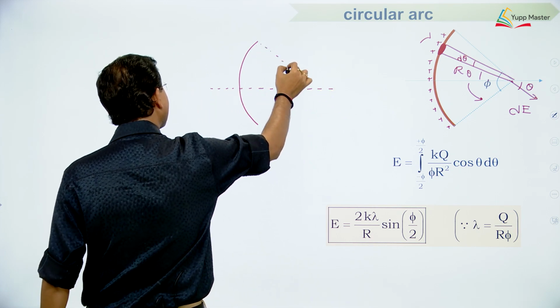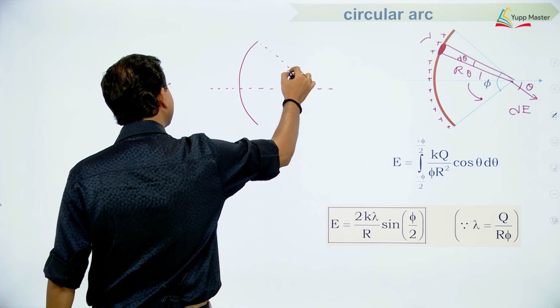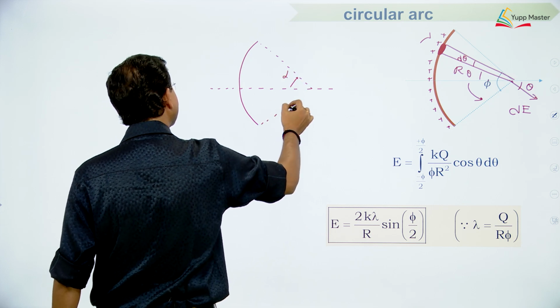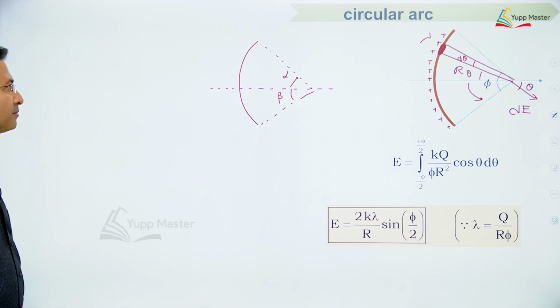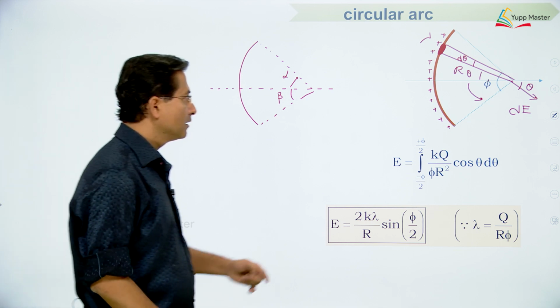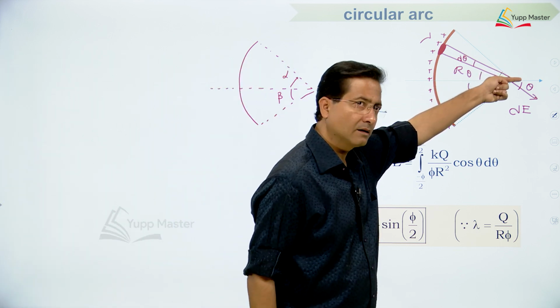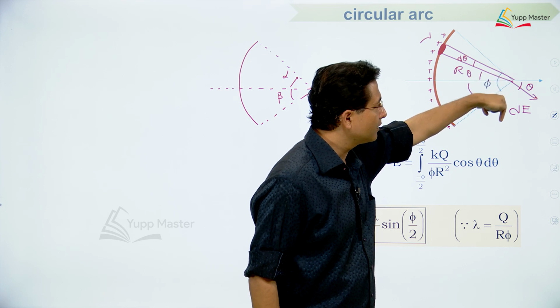Here, let us say the angle is alpha, and this angle is beta. That means now I will get two components. I have to integrate this component and I have to integrate another component.